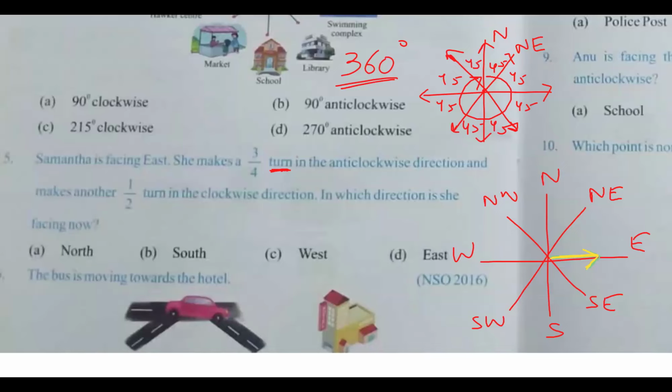So that means they are saying that if it is given that she makes a 3 by 4 turn, that means she makes 3 by 4 of the total angle, the complete angle. One complete turn means 360 degrees. So they're saying that she's not making one complete turn, but she's making 3 by 4th of a turn. That means 3 by 4th of 360 degrees. Are you getting this particular point or not?